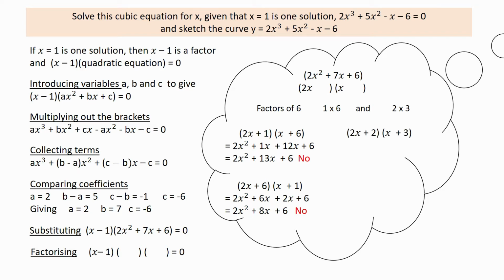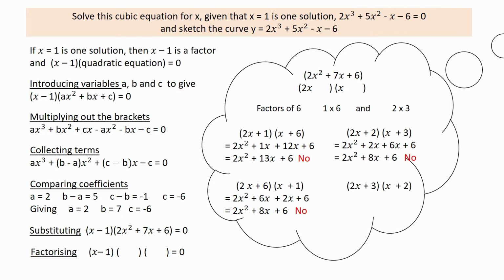Another attempt, using the factors 2 and 3. 2 times 3 gives 6, plus 6 as before. Multiplying the 2 and the x gives 2x. Multiplying the 2x and the 3 gives 6x. Adding the terms in x gives 8x. This does not give the 7x required.